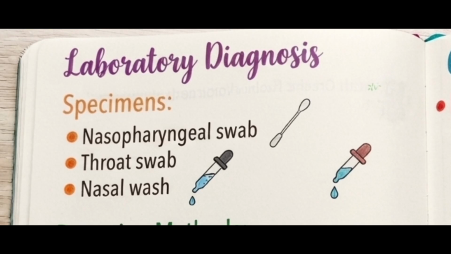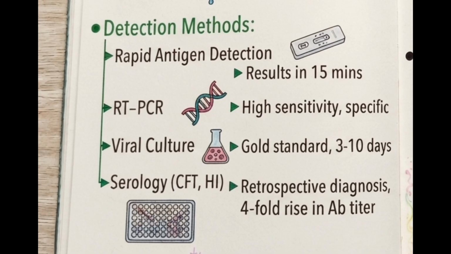Next, let's look at laboratory diagnosis. How do we confirm an influenza infection? Specimens. We collect nasopharyngeal swabs, throat swabs, or nasal washes. Detection methods. There are several ways to test these samples. Rapid antigen detection, a test that gives results in about 15 minutes. RT-PCR, a highly sensitive and specific molecular test, often considered the gold standard. Viral culture, cultivating the virus in a lab. While it can take 3 to 10 days, it is definitive. Serology, using blood tests to look for a 4-fold rise in antibody titer, which allows for a retrospective diagnosis.